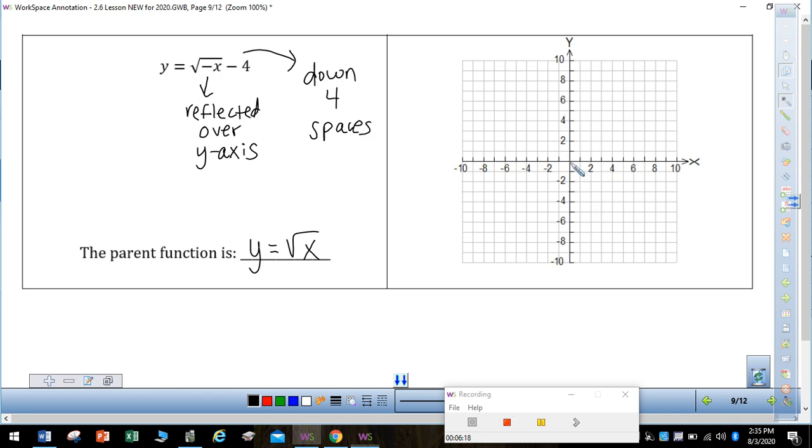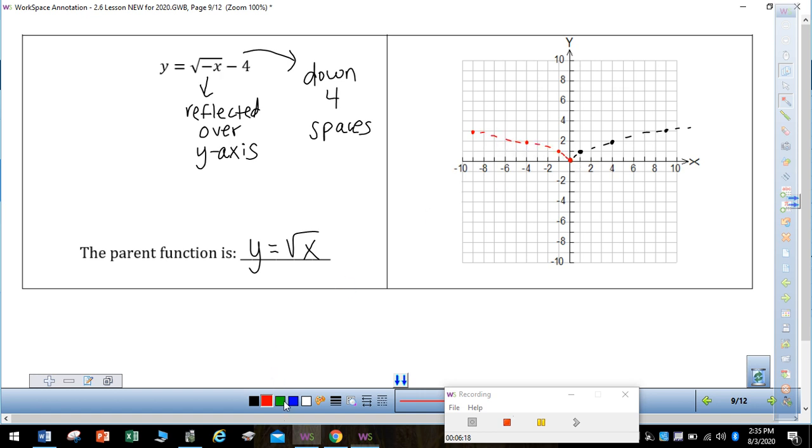Okay, so again, I'm going to start with the original points for square root x: 0, 0, 1, 1, 4, 2, and 9, 3. Just going to do a dotted line there. I'm going to do this one in a couple steps as well. So I'm going to switch to a new color. I'm going to reflect it over the y-axis. So it's going to have the same anchor point there of 0, 0. But now these points just get flipped over. So I'm going to make that with a dotted line because we're not done yet.